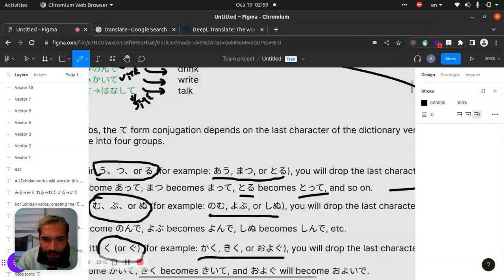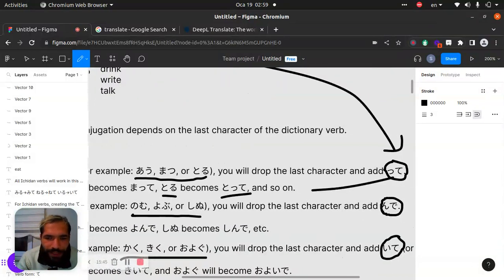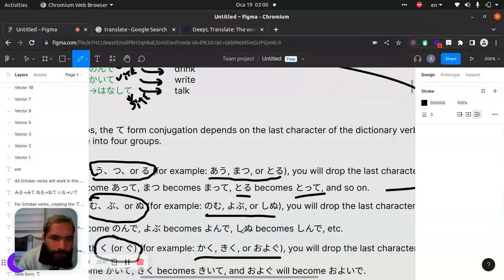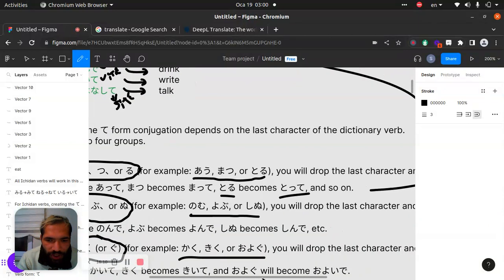You will drop the last character as I mentioned before, and you will add nde. So it will be nonde. This one will be yonde, and I think this is reading. Am I right? Yonde, like yone will be ne. Yone will be yonde. It is something like read and then blah blah blah. So this will be shinde maybe.